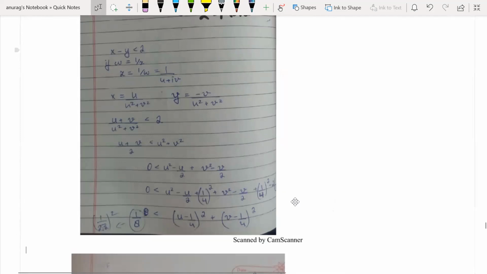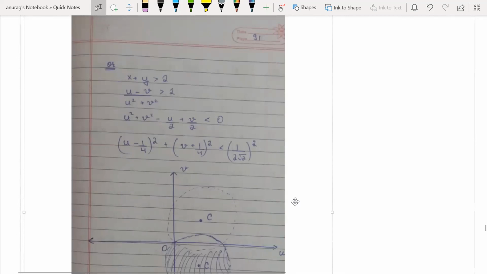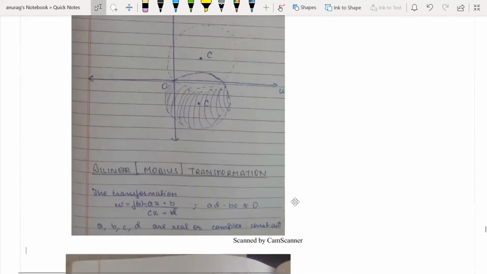So complete it. Put the values of x and y in terms of u and v. Similarly here, x plus y greater than 2. Put the values of u and v. You will get two circles here.